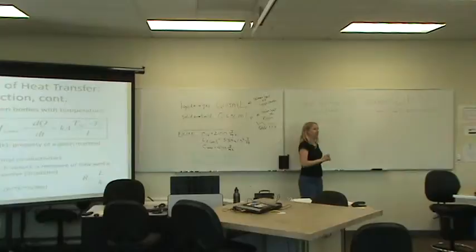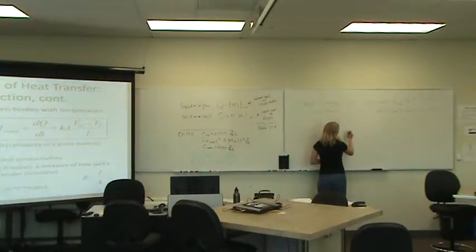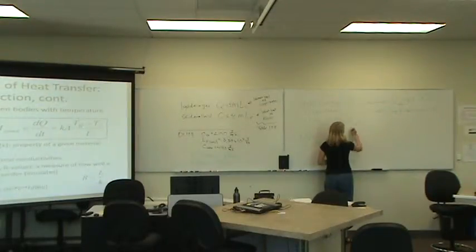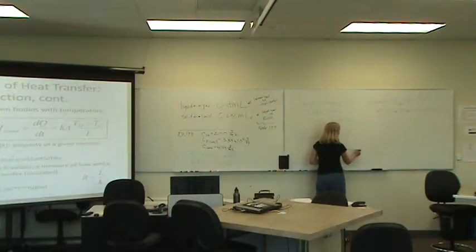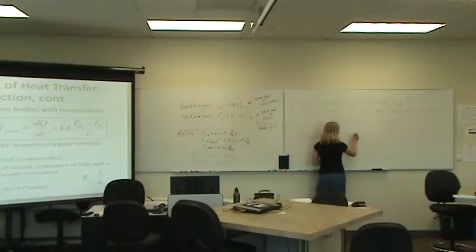L is the thickness. So let's say this is the walls of your house right here, and you've got insulation in your house. Then L would be the thickness of that insulation. This is the cold side in the winter, this is the hot side in your house. And then the cross-sectional area would be like the dimensions of this wall right here.